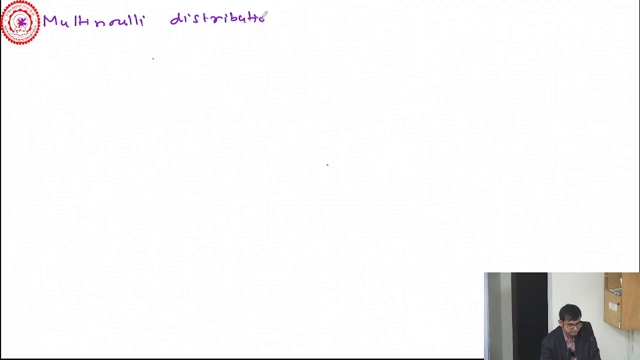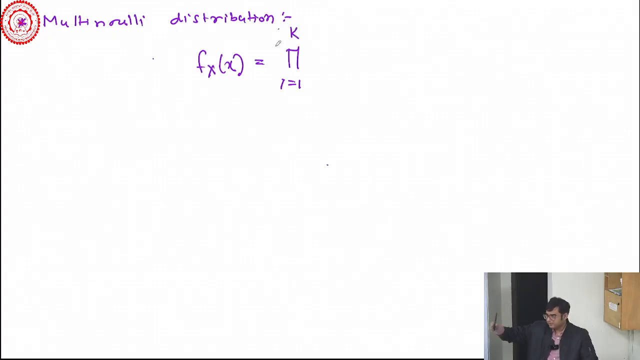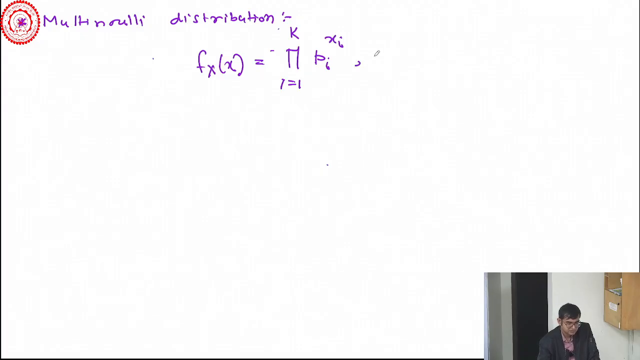So the multinomial distribution looks like this. The PMF of the multinomial distribution looks like f(x) is equal to product of i equal to 1 to, let us say, k, which means there are k possible outcomes, and then you have your p_i to the power x_i, and the constraint is summation over i of p_i is equal to 1.